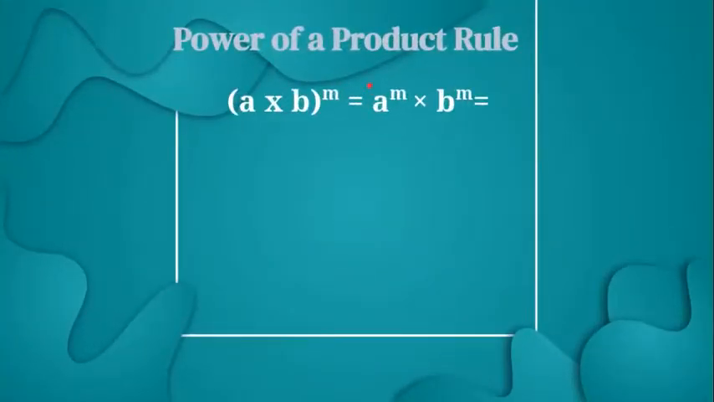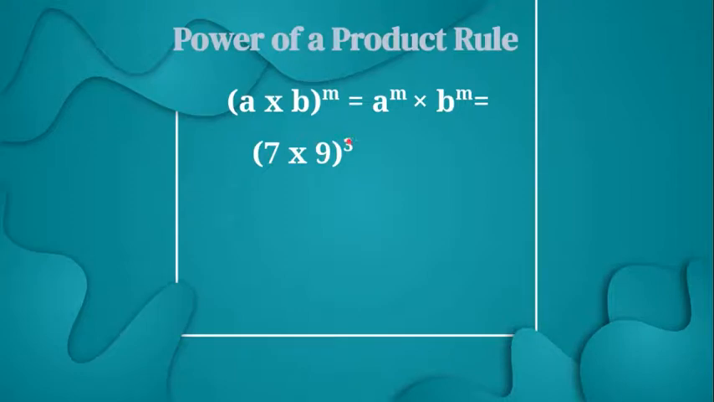Power of a product rule. Here we have in brackets a times b to the power of m equals a to the power of m times b to the power of m. So again, in numbers, we have in brackets 7 times 9 to the power of 3. How you're actually going to write this. This is kind of similar to the previous one, but it's another method.